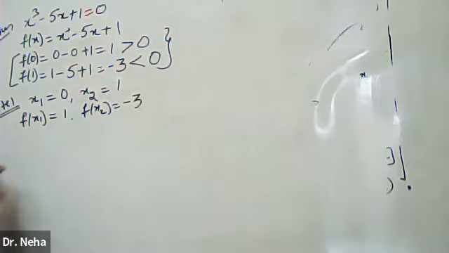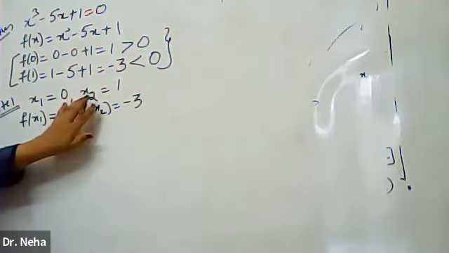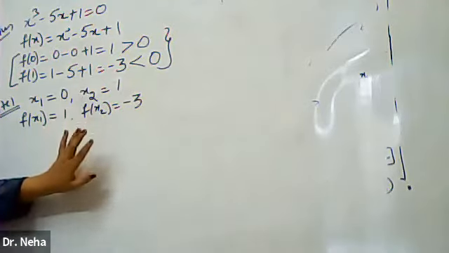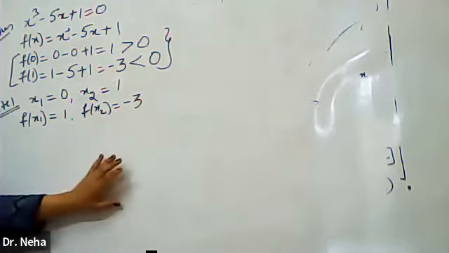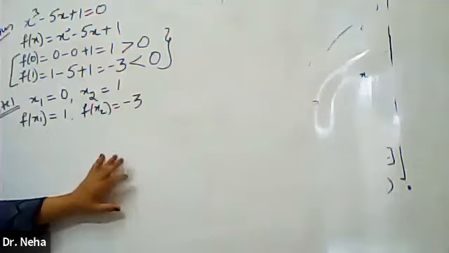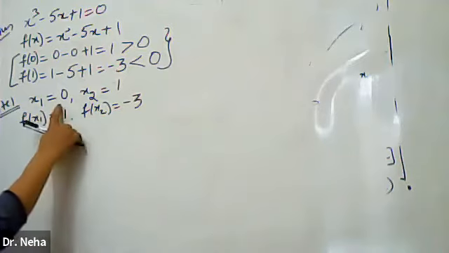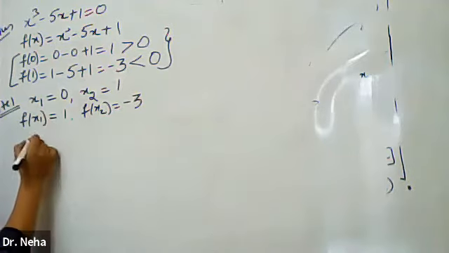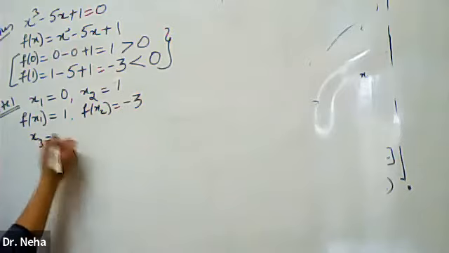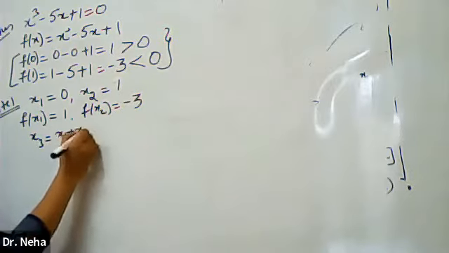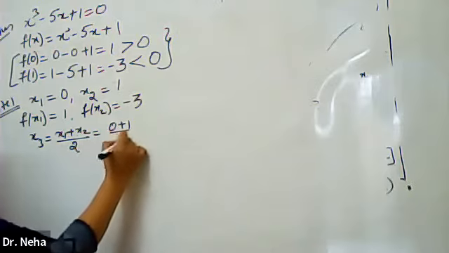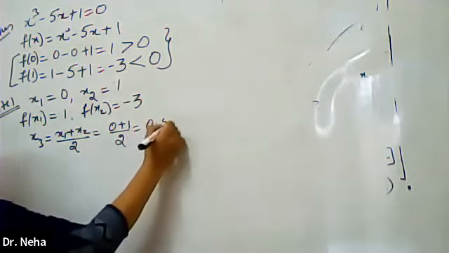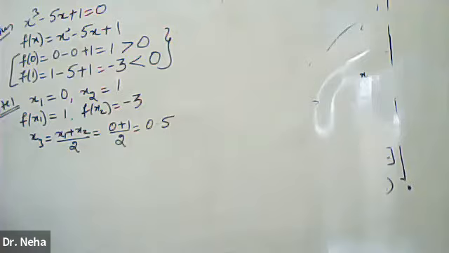Now, what is the next step? It is very important to take the correct values of x1 and x2. Otherwise, it will move into a very big question, maybe of 4 to 5 pages. So, take it very carefully. Next step is taking x3. What is the formula? x1 plus x2 divided by 2. That means 0 plus 1 divided by 2. That means 0.5.